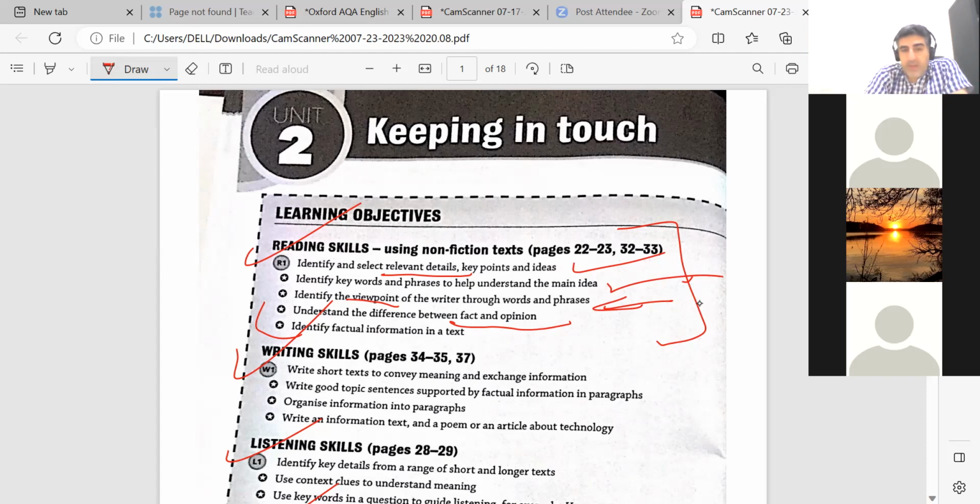Okay, identify factual information in a text. What do I mean by factual information in a text? It means it is true. The text shows it is true. Exactly. Factual information, thank you, Akram, means some true details about yourself. Maybe your age, your job, your address, your phone number.